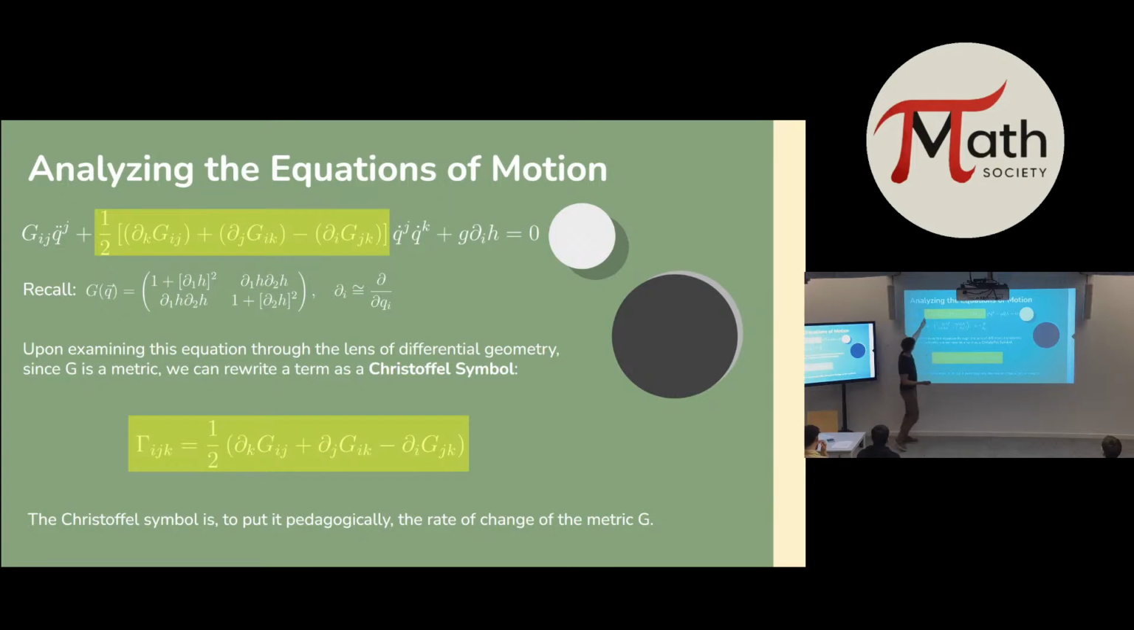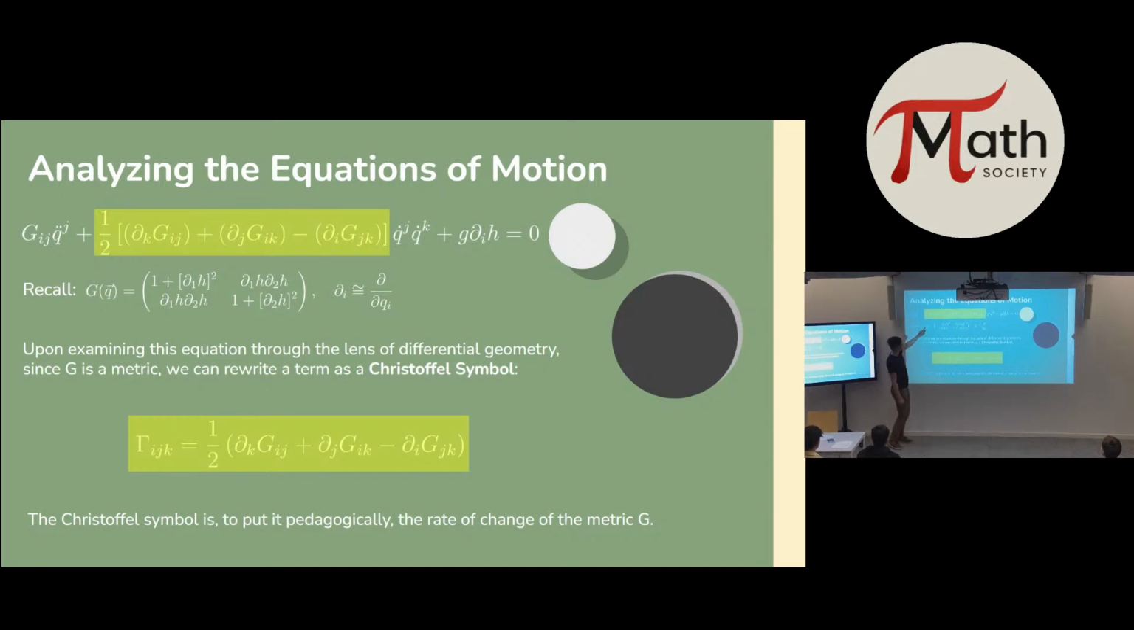And that is this guy right here, when we treat G as some metric, is a Christoffel symbol. So this right here is a very well-defined notion of the curvature, the local curvature of our Gauss field. And it's cool that it comes out in these equations of motion. That's very nice to see.